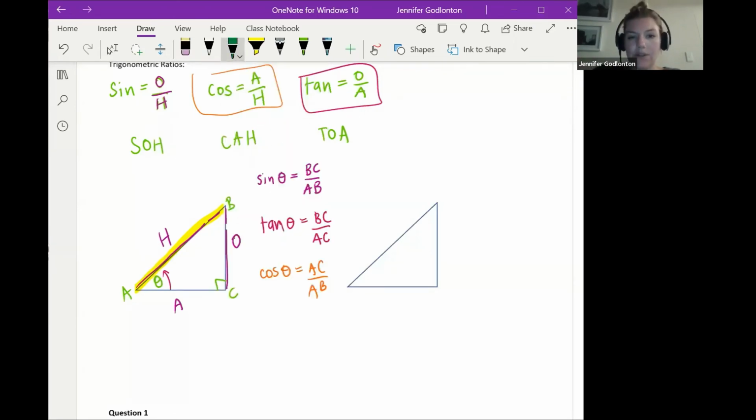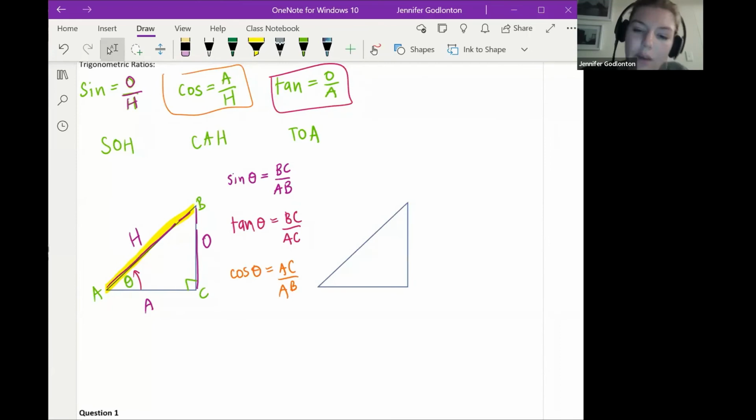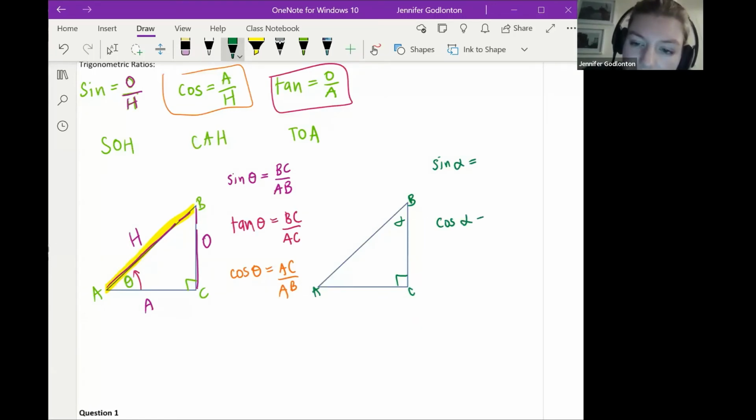We're going to move into this triangle on the right. I'm going to label it A, B, C. I'm making that my right angle. And I'm going to make this up here alpha. And I want to know what sine alpha is. I want to know what cos alpha is. And I want to know what tan alpha is.